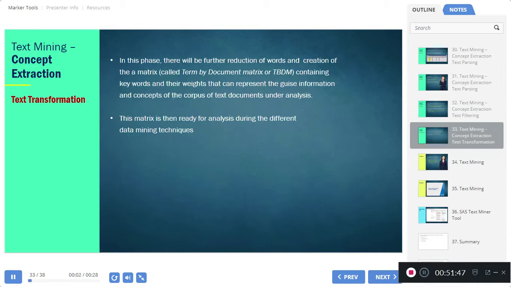Text transformation. In this phase, there will be further reduction of words and creation of the matrix, called term by document matrix or TBDM, containing keywords and their weights that can represent the key information and concepts of the corpus of text documents under analysis. This matrix is then ready for analysis during the different data mining techniques.